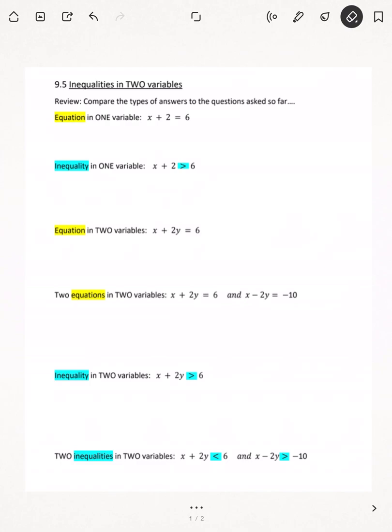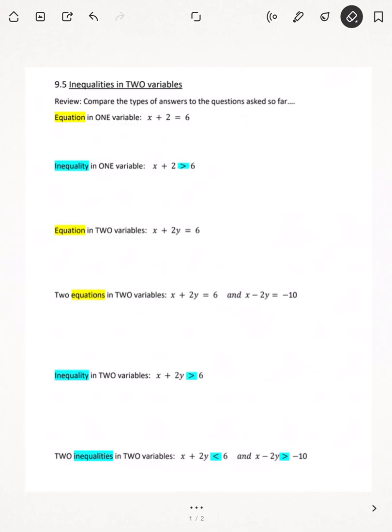So here I have several equations and inequalities I'd like you to interpret. Each time I saw the word equation, I highlighted it with yellow. In math, the opposite of equation should be inequation, but instead it's called an inequality. So I've highlighted those in a nice shade of teal.